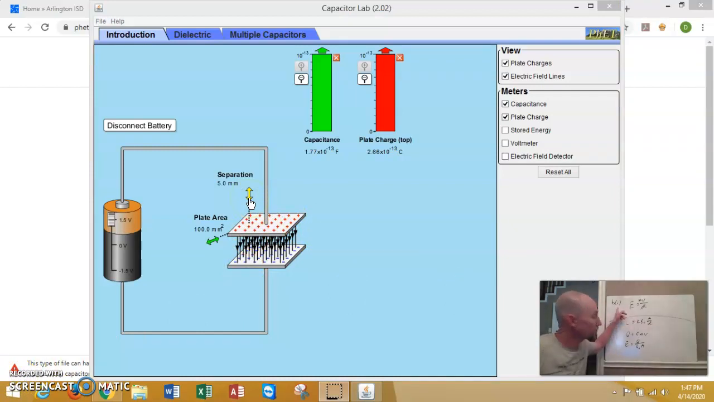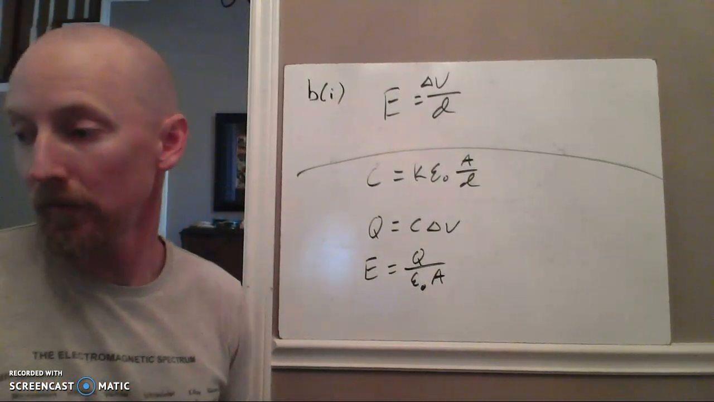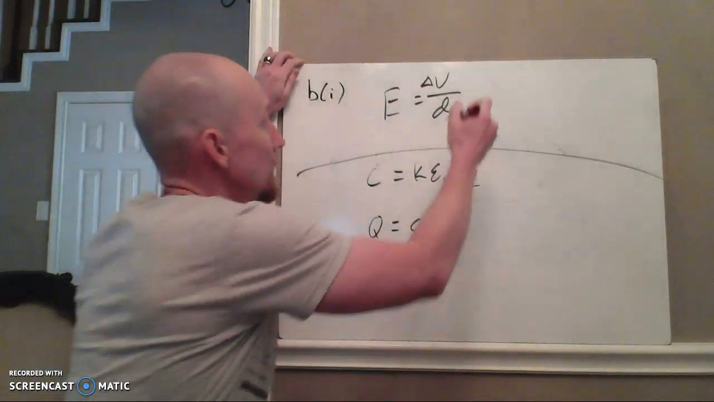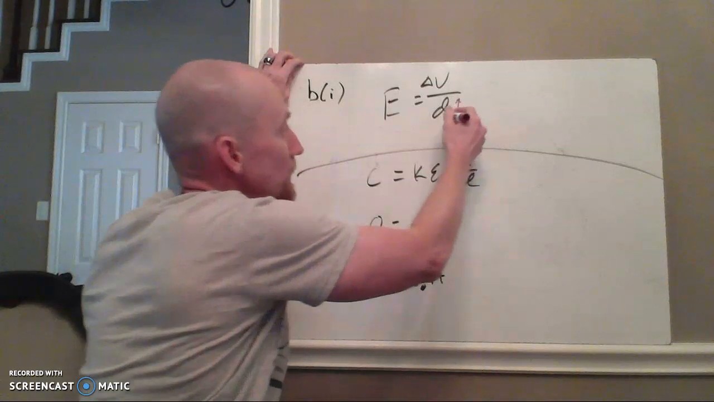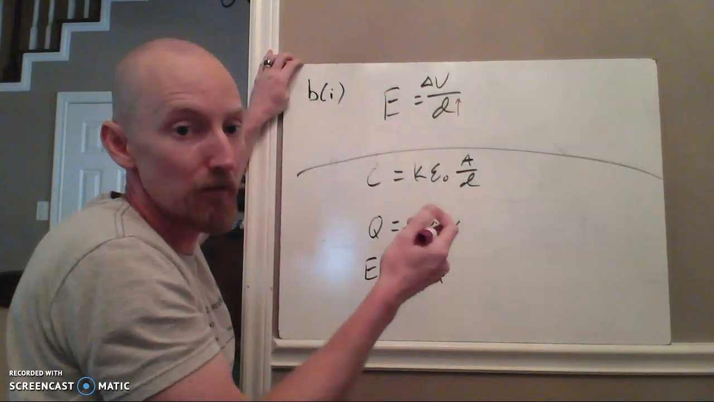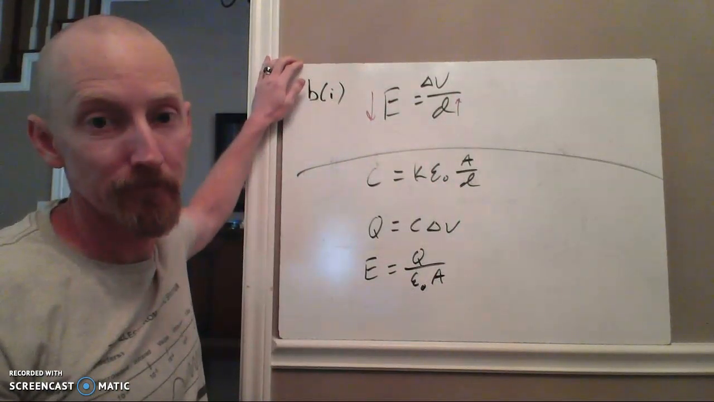Now B I asks us, well, what happens if we separate them a little bit, not all the way back? What will happen to the electric field? If I pull these apart just a little bit, what happens to my field? There's a couple ways to do this. There's a quick way, an easy way, and a hard way. If you make the distance even just a little bit bigger, so distance goes up, it's in the bottom of this fraction. Voltage stays the same because the battery is still connected. Then your electric field has to go down, the strength of the field.